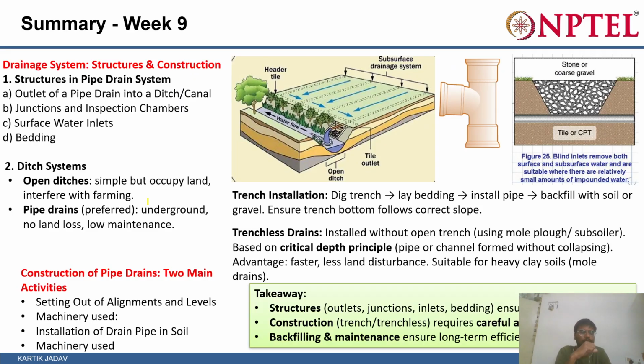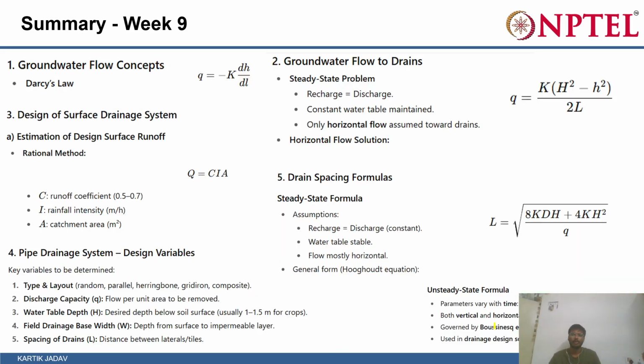Then in week number 9, we focused on the different kinds of structures required in a drainage system, like outlet, junction, inlet, and bedding system. Construction of trenches and trenchless requires careful alignment and machinery. If you are constructing tile drainage or mole drainage, that aspect we have covered, and backfilling and maintenance aspects are also important.